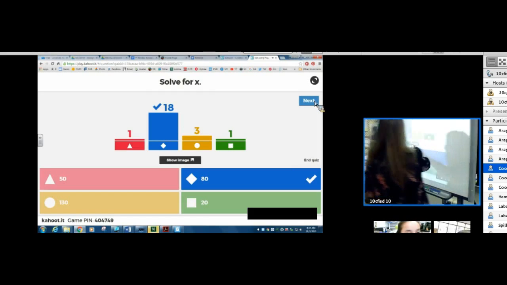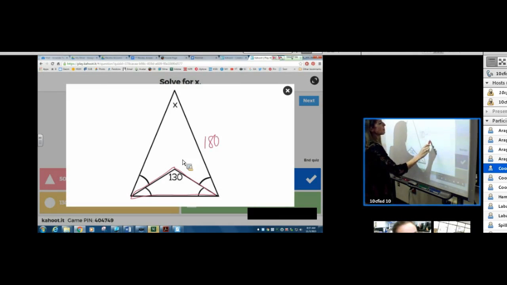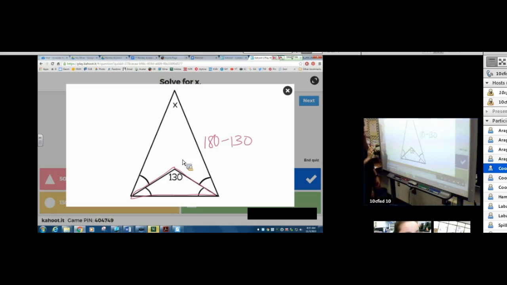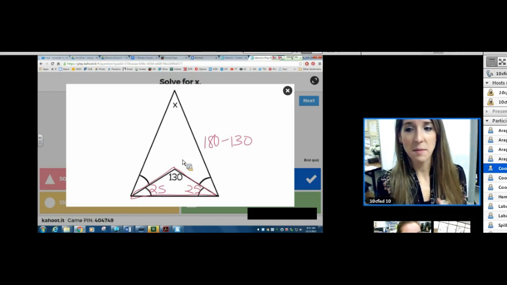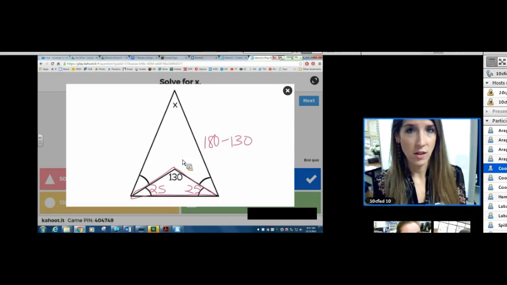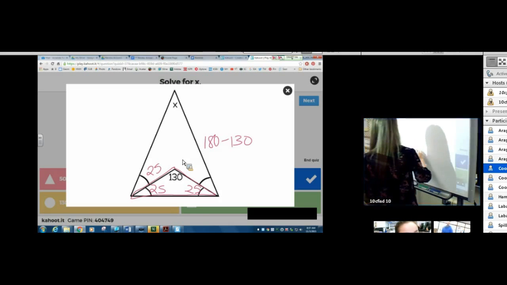Five of you still got this one wrong, so let's see what happened. We're going to work in this triangle right here first. We do 180 minus 130, which gives us 50, and we divide it by 2. Now, you can trust angle markings. Trusting angle markings doesn't mean you're assuming something. It means it was given to you. It's given to you that all four of those angles are congruent. So 25, 25, 25, 25.